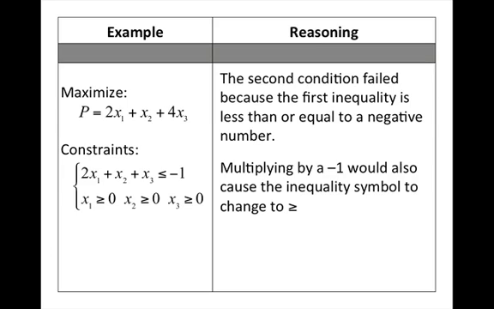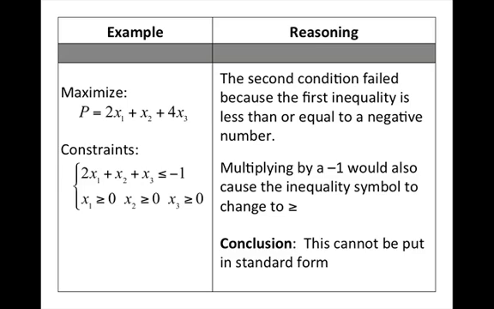Multiplying by -1, like we did with the last example, would also change the inequality symbol to greater than or equal to. I could multiply this -1 by a -1 to make it positive, but when I do that, it's also going to reverse the direction of my inequality symbol, and it would cause it to be greater than or equal to the 1, and I can't have a greater than or equal to. It's got to be less than or equal to. So this problem cannot be put in standard form.